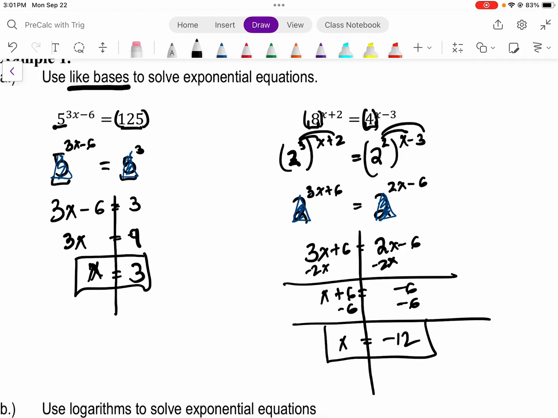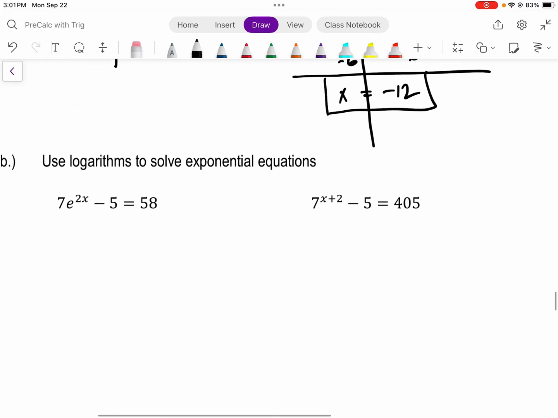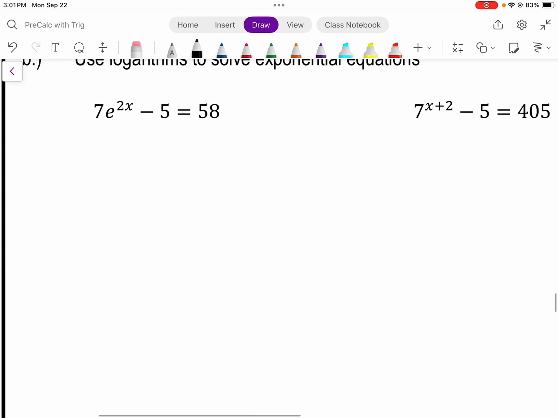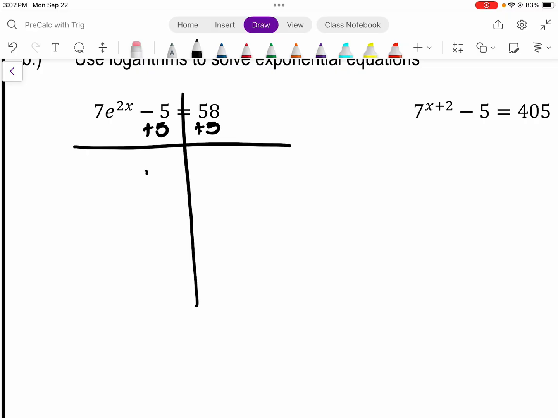Now that's using like bases. So when you're able to use like bases, that's an easier way to do things. Now, what if we're not able to use like bases? Well, let's check this out. First of all, we need to simplify this a little bit. So I'm going to move the 5 to the other side. So now I'm left with 7e to the power of 2x equals 58 plus 5, which is going to be 63.